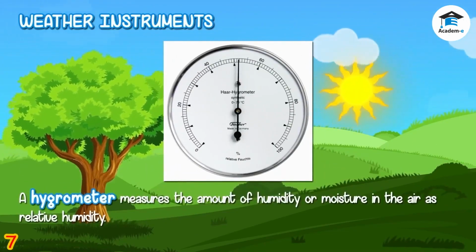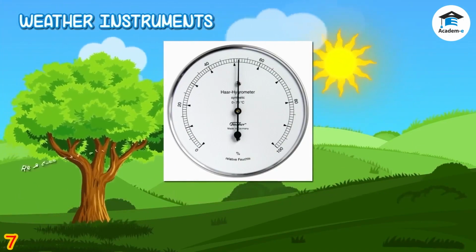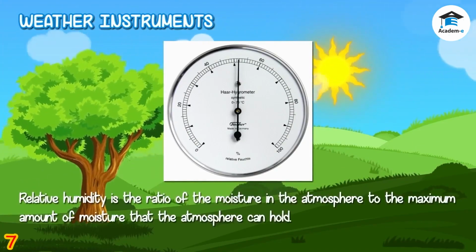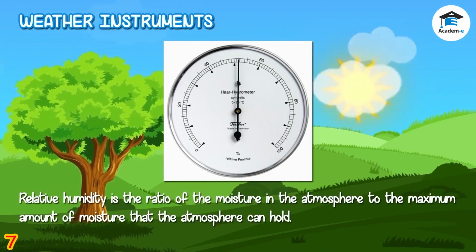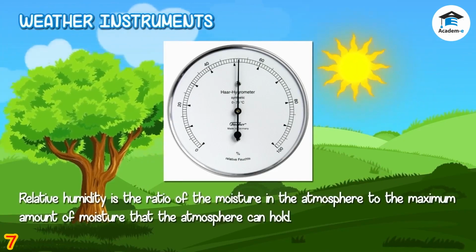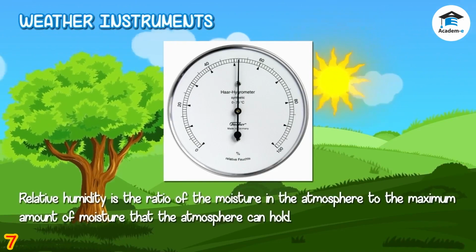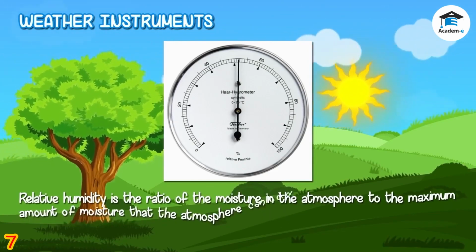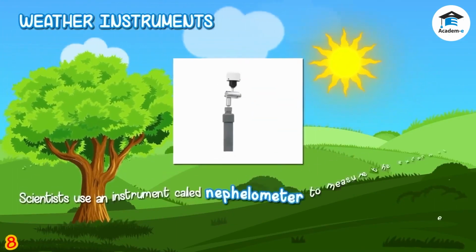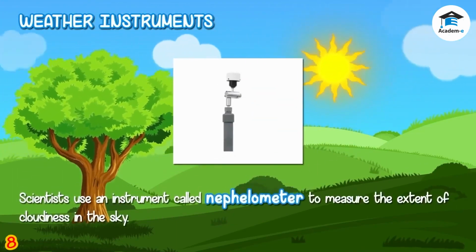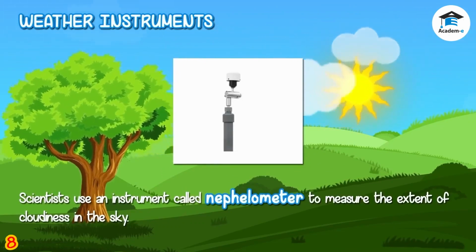A hygrometer measures the amount of humidity or moisture in the air as relative humidity. Relative humidity is the ratio of the moisture in the atmosphere to the maximum amount of moisture that the atmosphere can hold. The average and most comfortable reading of relative humidity in a hygrometer ranges between 30% and 60%. Scientists use an instrument called a nephelometer to measure the extent of cloudiness in the sky.